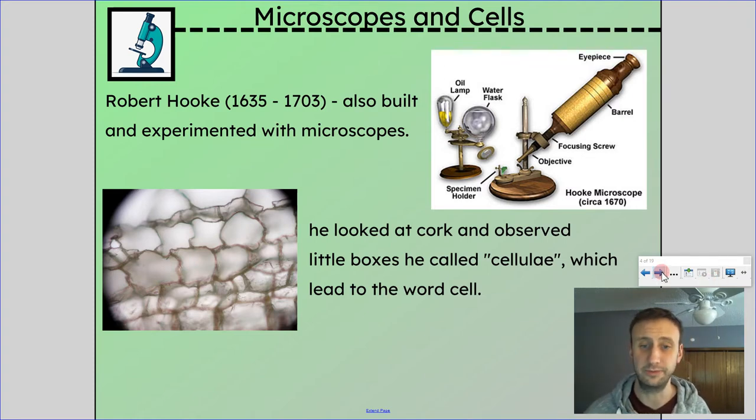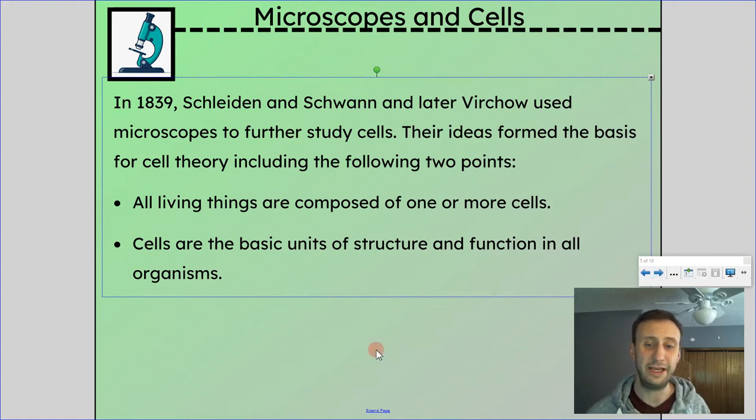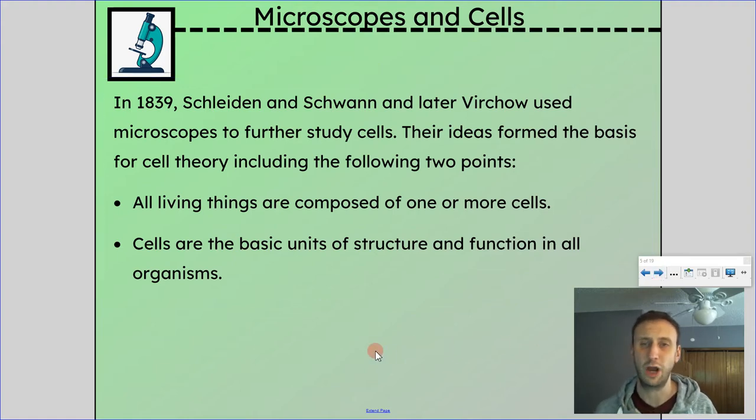So that's where the word cell came from: Robert Hooke observing cork and it reminding him of little tiny rooms. In 1839, Schleiden, Schwann, and later Robert Virchow used microscopes to further study cells. Their ideas form the basis for cell theory, including the following two very important points. Number one, all living things are made up of cells. All living things are comprised of one or more cells. Another thing is that the cell is the smallest functional unit of life, or another way of saying that, cells are the basic units of structure and function in all organisms. So it's the most basic unit of living things.